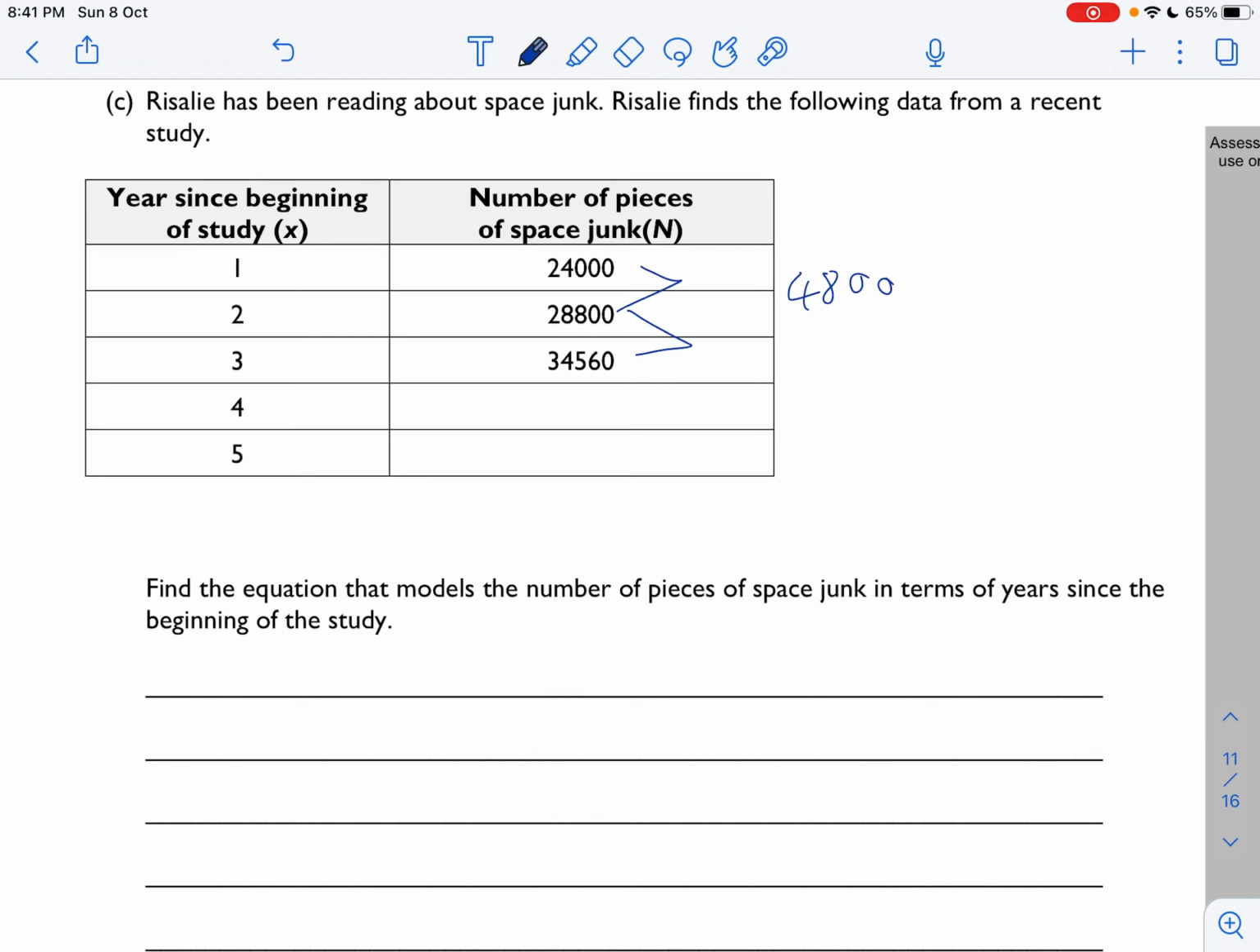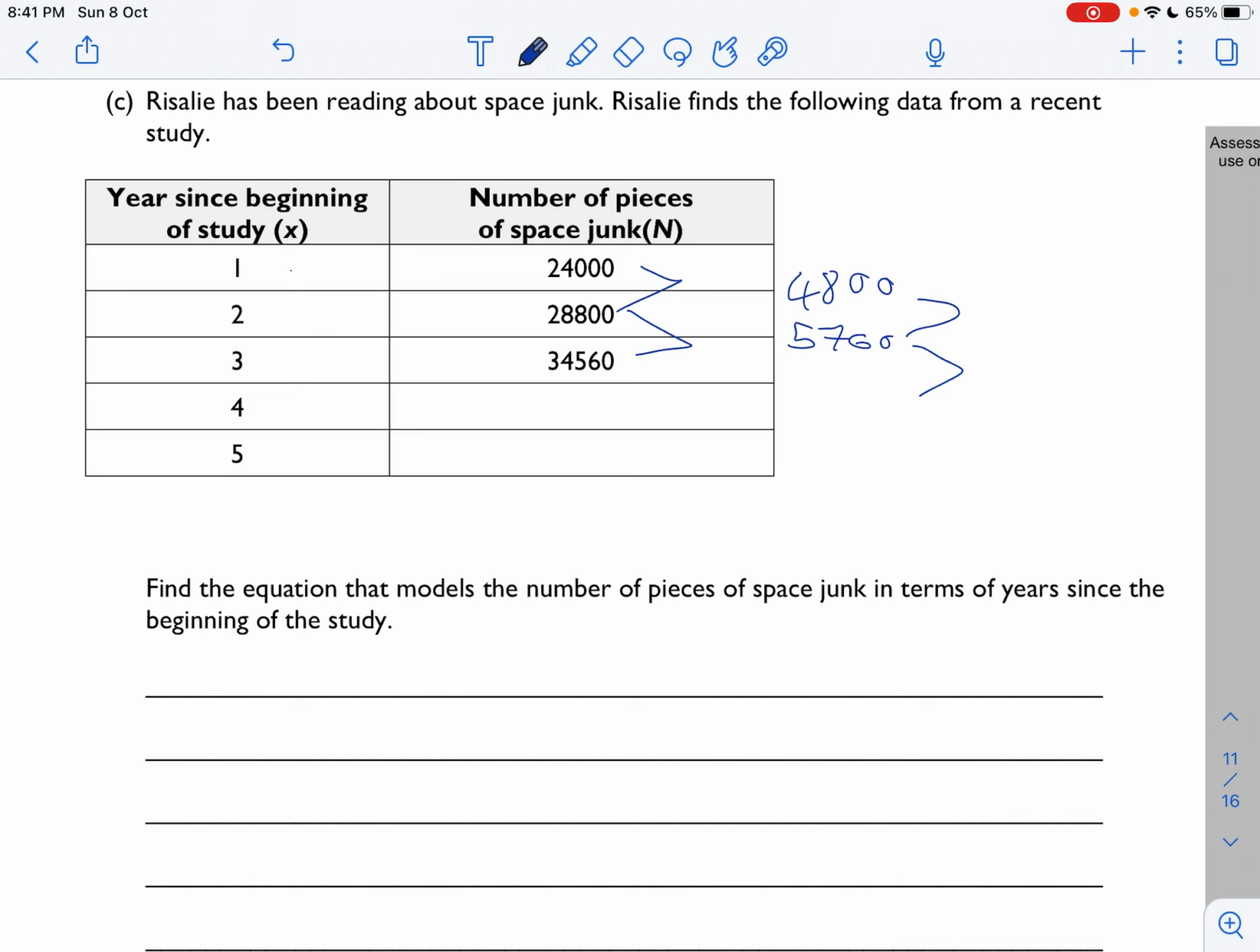and the other difference, 34560 minus 28800, sorry, that's 5760. It's not a linear thing. We don't have enough evidence to prove whether it's a second difference for a parabola, so we presume that it's a not. So what we might do is see if there's a common ratio, not a common difference, but a common ratio.